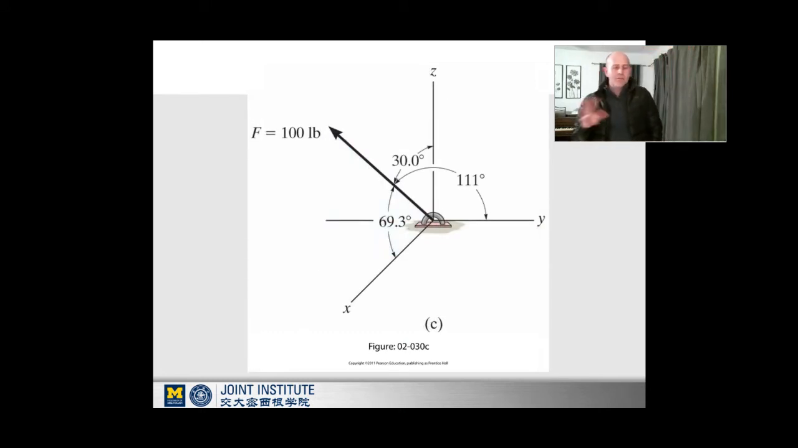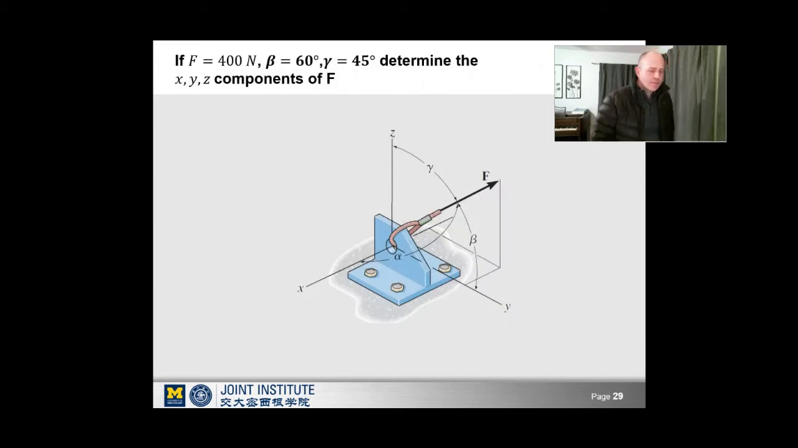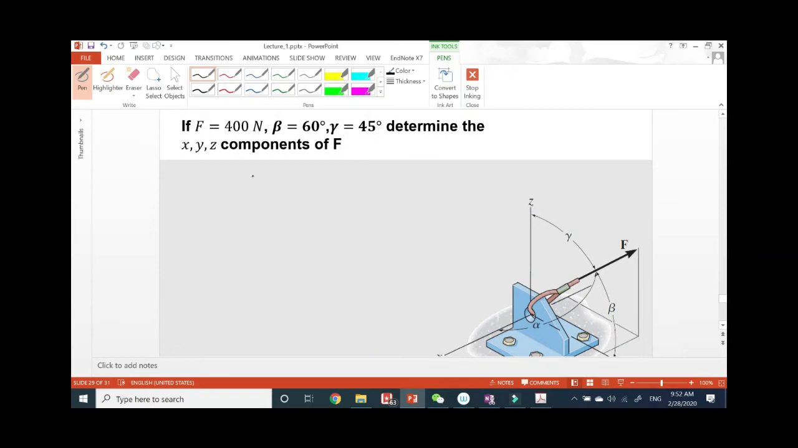The angles can then be defined from each of the axes, and these are typically the alpha, beta, gamma angles. So this one shows the alpha, beta, gamma angles for the force F that would define the system. In this one, we can determine the x, y, and z components of the force F, and the angles beta and gamma and the magnitude of F are given to you. F is defined by the components alpha, beta, and gamma.